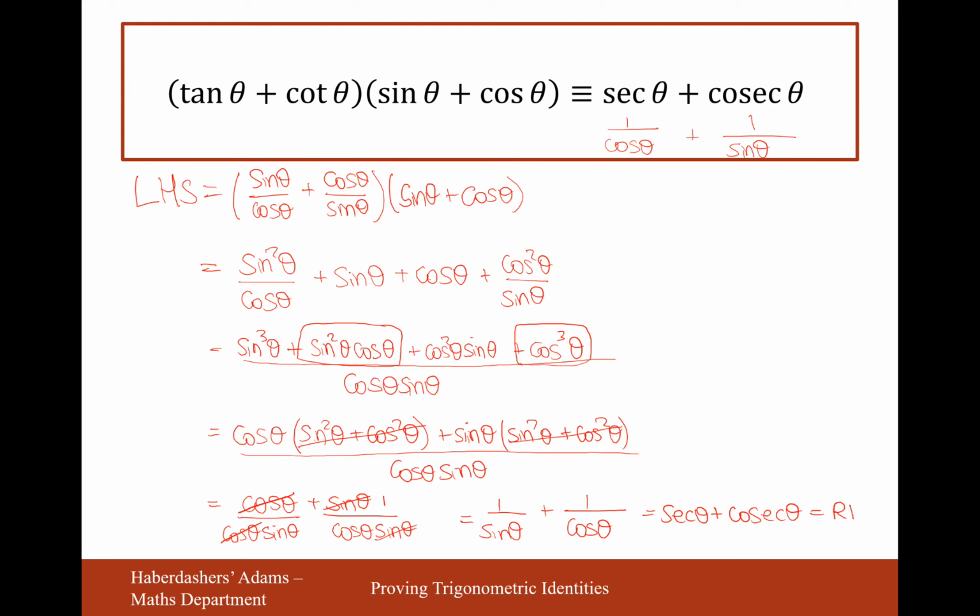Lovely, there we are, and that's equal to the right hand side, little box. Great, so that's the answer to this one. Let's move on to the next one.